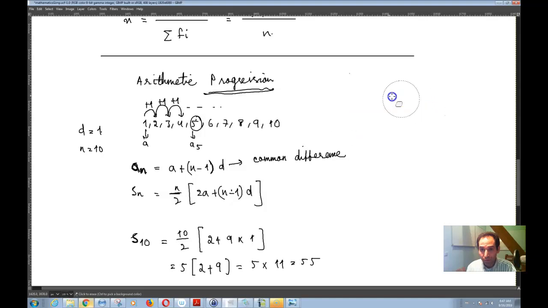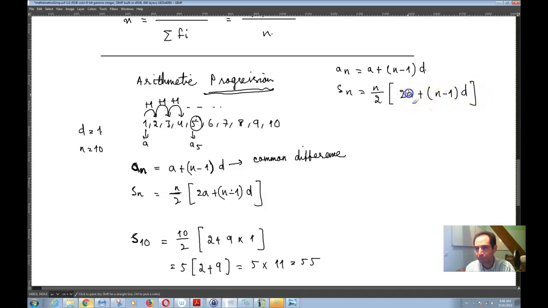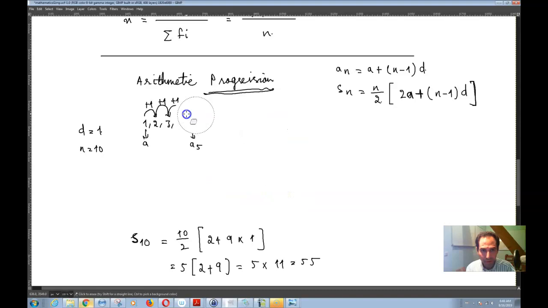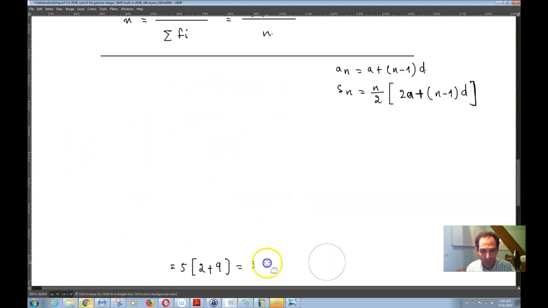So now let me write these formulas here. We said that in the case of an arithmetic progression, a of n is equal to a plus n minus 1 times d, and s of n is equal to n divided by 2 times 2a plus n minus 1 times d.